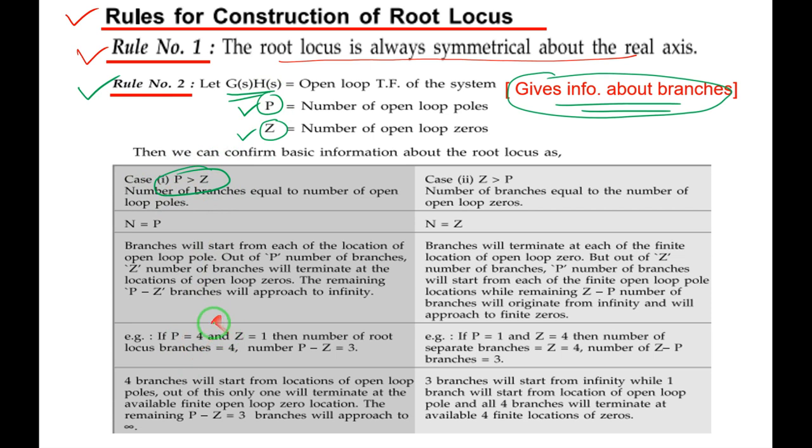So let me take an example. For example, here I have taken P greater than Z. Let me take red ink only. So P is 4, for example, number of poles is 4, zeros is 1. So here case 1 is P is greater than Z, right? So how many branches are there? Always it is given by whichever is greater. P is greater, Z is less, right? So N is equal to P. It is 4. N means the number of branches.